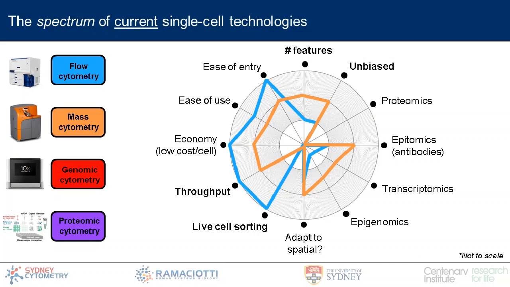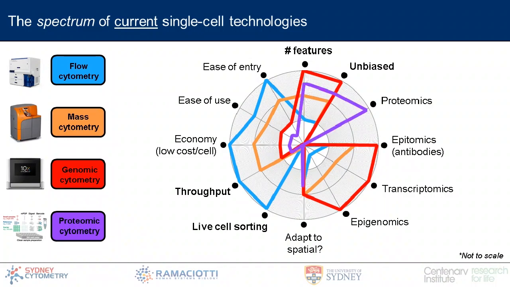When we move to mass cytometry, we see this line starts to shift. It can be lower throughput. It doesn't have the ability to sort. There can be more barriers to entry because it is a newer technology, but we expand on the number of things that we're able to measure and the number of features we can measure in a single experiment. As we move then through to things like single-cell RNA sequencing, this shifts again over towards the right-hand side. This becomes more difficult, less economic, but we're able to measure many more things per cell. And then just for good measure, I've added an extra line here for proteomic cytometry as well.